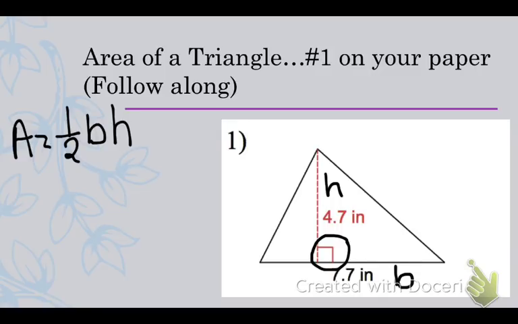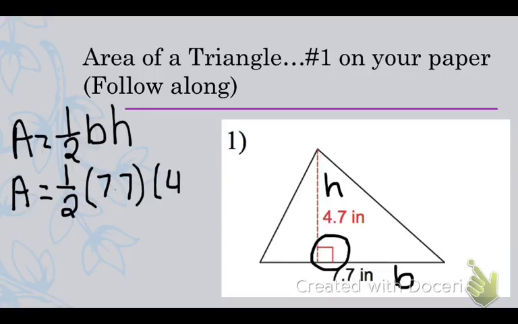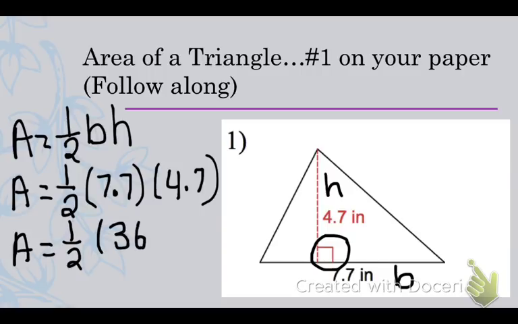So now we substitute the numbers in. So A equals 1/2. Base is 7.7. Height is 4.7. So what I would like you to do first is multiply 7.7 times 4.7. Keep the 1/2 out there, and we're going to multiply 7.7 times 4.7, which gives us 36.19. So 1/2 times 36.19.